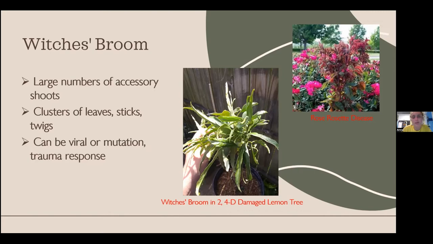It can also be a trauma response, where they'll form these witch's brooms. I see it in trees sometimes. For example, this is a witch's broom in a lemon tree. It's a variegated lemon, and it was exposed to 2,4-D, which is an herbicide, and it got so stressed it started creating these witch's brooms. So the leaves got really elongated. There's probably 40, 45 stems where you might have 2. So it can form in response to a trauma, but it can also be a viral indicator as well.